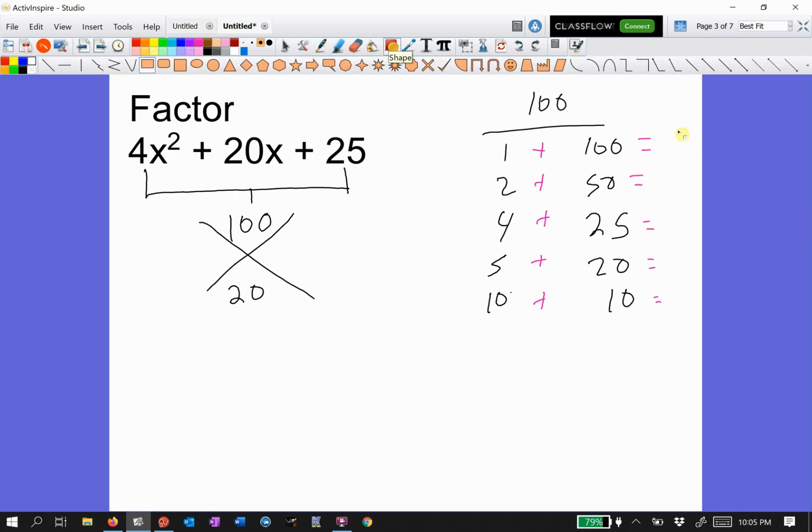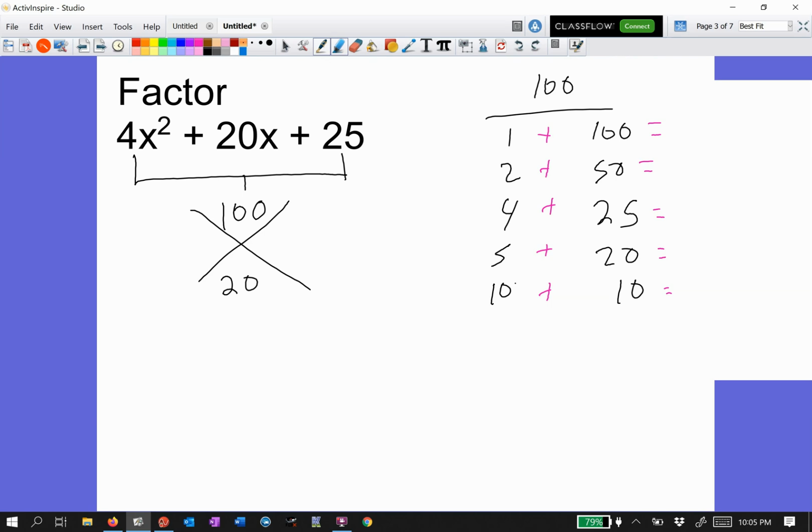Okay, so we have 1 plus 100 is 101. 2 plus 50 is 52. 4 plus 25 is 29. 5 plus 20 is 25. 10 plus 10 is 20. Which one's the same? Well, 10 and 10 is the same. So we get 10. We have 10.